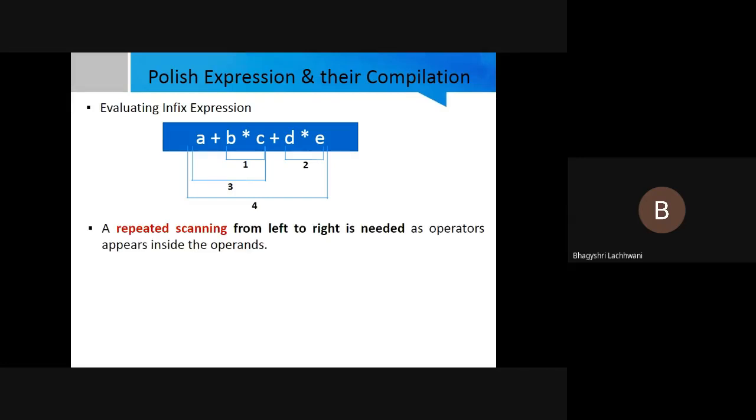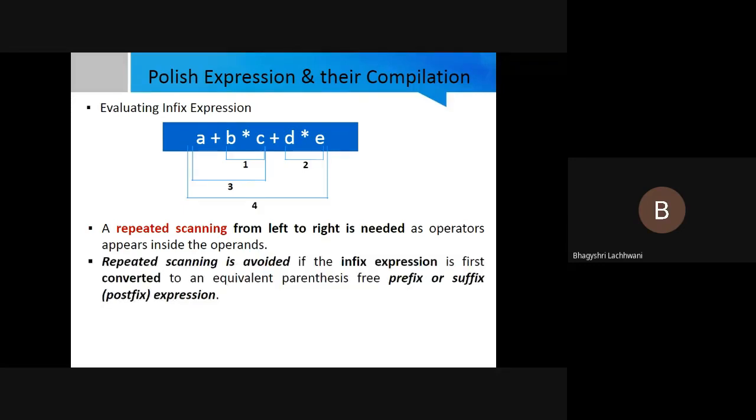So what is the simple rule for that? Repeated scanning from left to right is needed. Why are we saying repeated here? Because once we go from b to c, then we go from d to e next. That means again we have to go from left to right. So in a plus b into c, repeated scanning from left to right is needed as the operators appear inside the operands, because there are multiple operands and multiple operators. So we have to go from left to right in a continuous manner till we get the whole expression in its evaluated form.